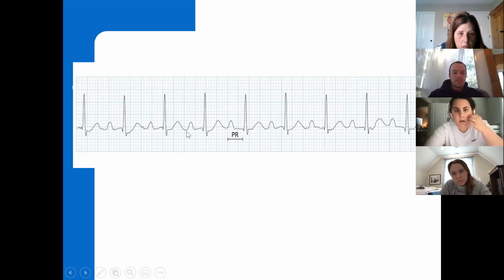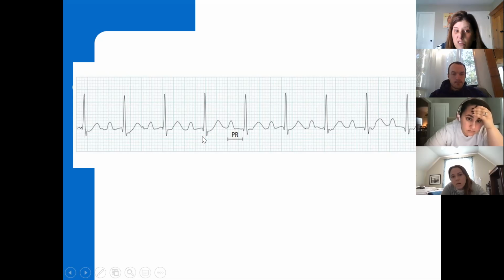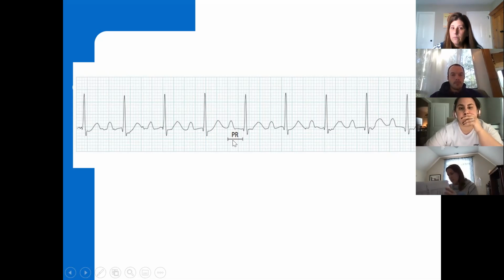And if I look here, let's see. Let's count it about right here. Okay, so that's 4, 5, that's 0.2, 6, 7, almost 8, I would say. Almost 8 little squares, okay? Times my 0.04 would be my 0.32. So it's still greater than 0.20. So it's a longer PR interval. That's it. That is a first degree block.